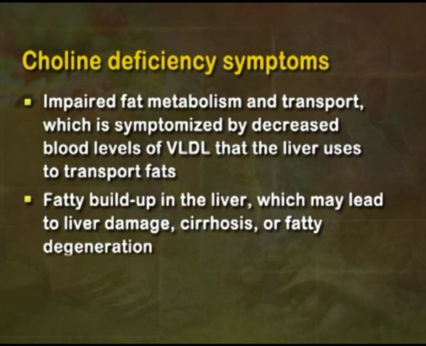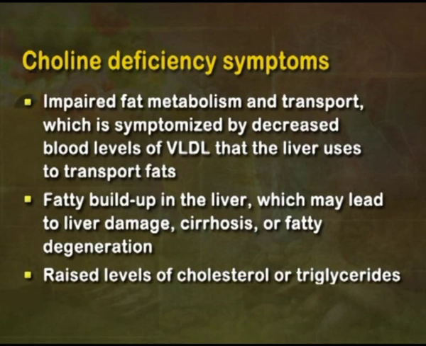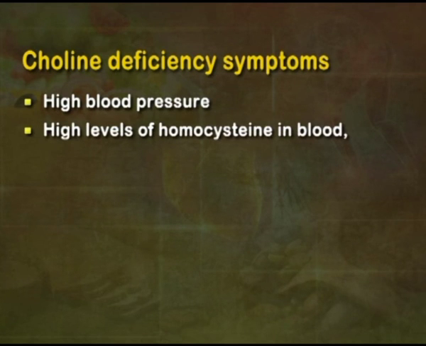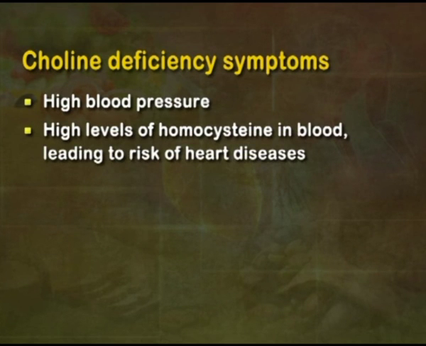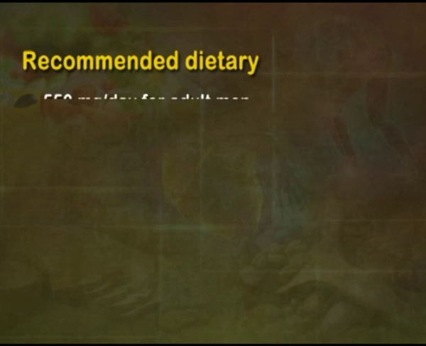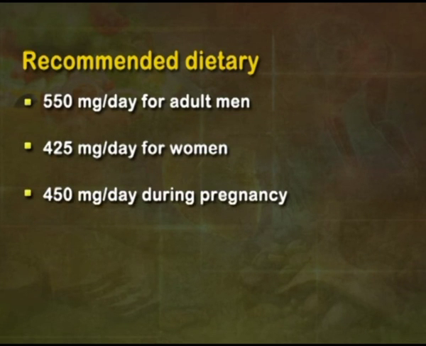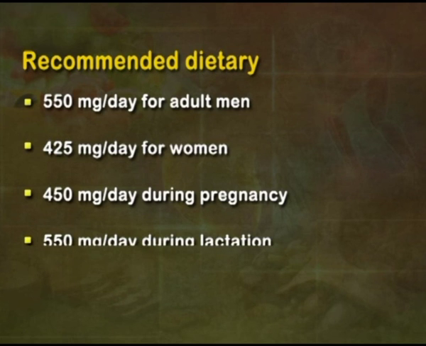Fatty acid buildup in the liver, which may lead to liver damage, cirrhosis or fatty degeneration, raised levels of cholesterol or triglycerides, high blood pressure, high levels of homocysteine leading to increased risk of heart diseases. Choline functions as a precursor for phospholipids, acetylcholine and betaine. The recommended dietary allowance for adult men was set at 550 mg per day and for women it is 425 mg per day. During pregnancy, it increases to 450 mg per day and during lactation, it further increases to 550 mg per day.